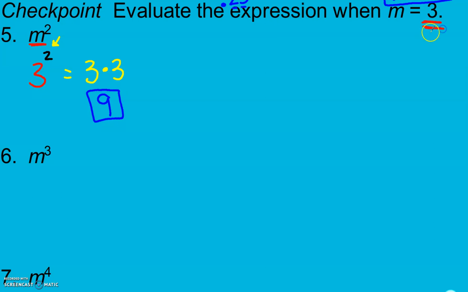Again, we say m is 3. So everywhere I see an m, I'm going to write a 3. And then the rest of it here is cubed. I can rewrite this as repeated multiplication. 3 times 3 is 9, and I still have a times 3 there. 9 times 3, 27.